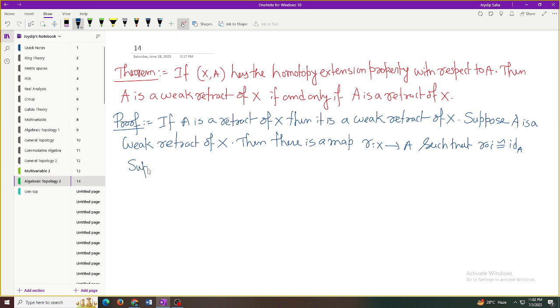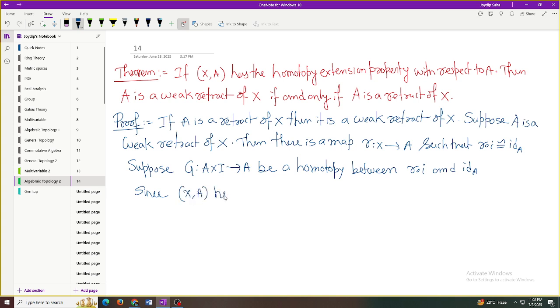Suppose G, A cross I to A, be a homotopy between R compose I and identity A. Since XA has the homotopy extension property, then there exists F, X cross I to A.